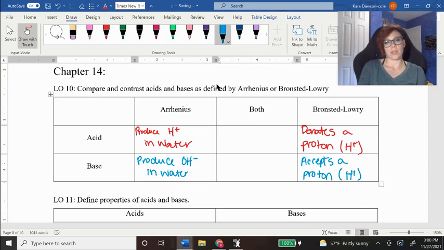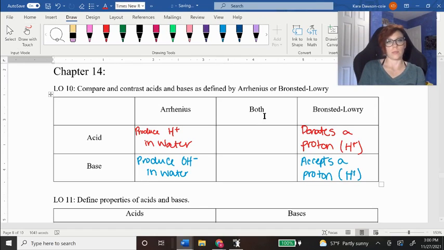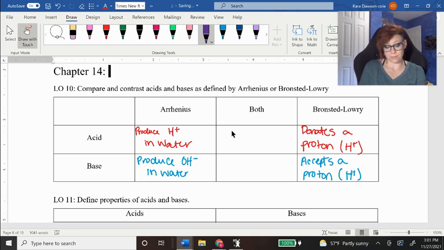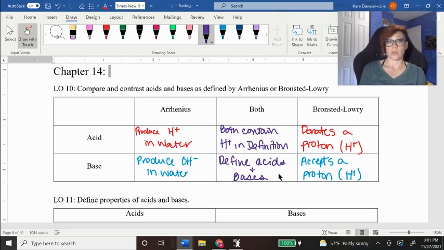Now, in both of these definitions, we can say that both of them contain hydrogen ion somewhere in their definition. And both of these define acids and bases. So that was learning objective 10. Compare and contrast acids and bases as defined by Arrhenius and Bronsted-Lowry. So these are two general definitions of an acid and base.